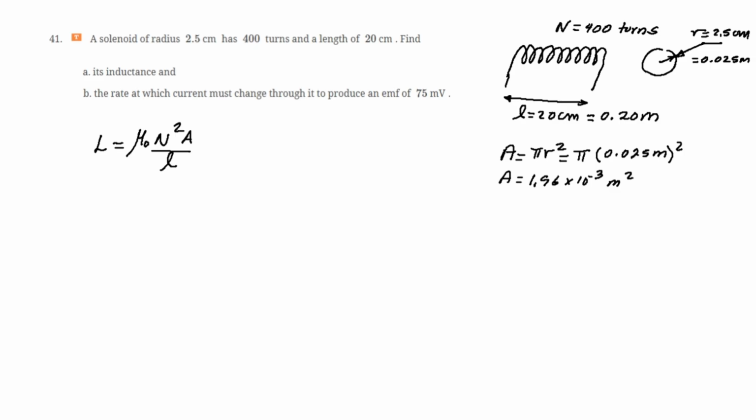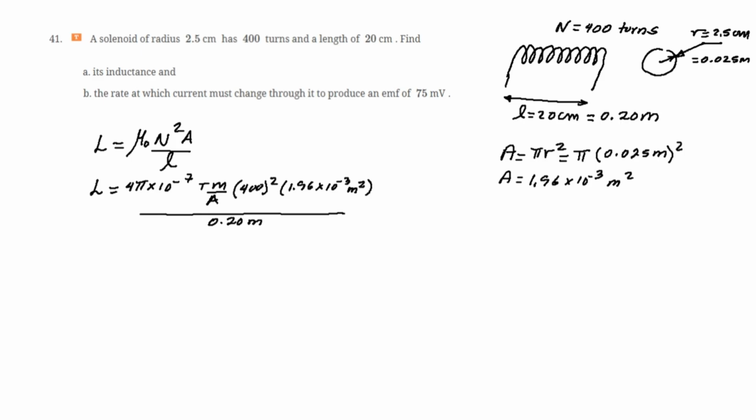So now that I know the area, I can just calculate the inductance. So we say that L is equal to mu sub 0, 4 pi times 10 to the negative 7 tesla meters per ampere, times the square of the number of turns, so 400 squared, times the area, 1.96 times 10 to the negative 3 meters squared, divided by the length, which is 0.20 meters.